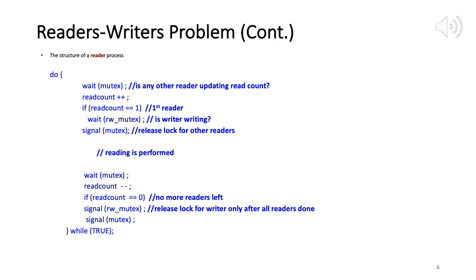So if read count is 1, do a wait on the shared read-write mutex. The read-write mutex is shared among all readers and writers. So the first reader will wait to acquire the lock. It's probable the lock is not available because a writer is already writing. So it waits on the read-write mutex, and once the writer finishes, it will signal the read-write mutex, and now the first reader will acquire the lock. Then it performs reading.